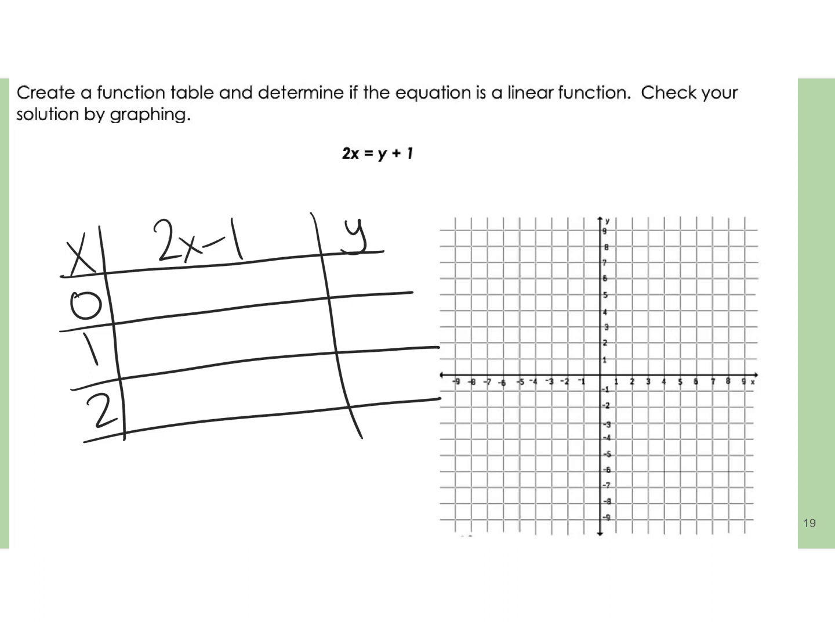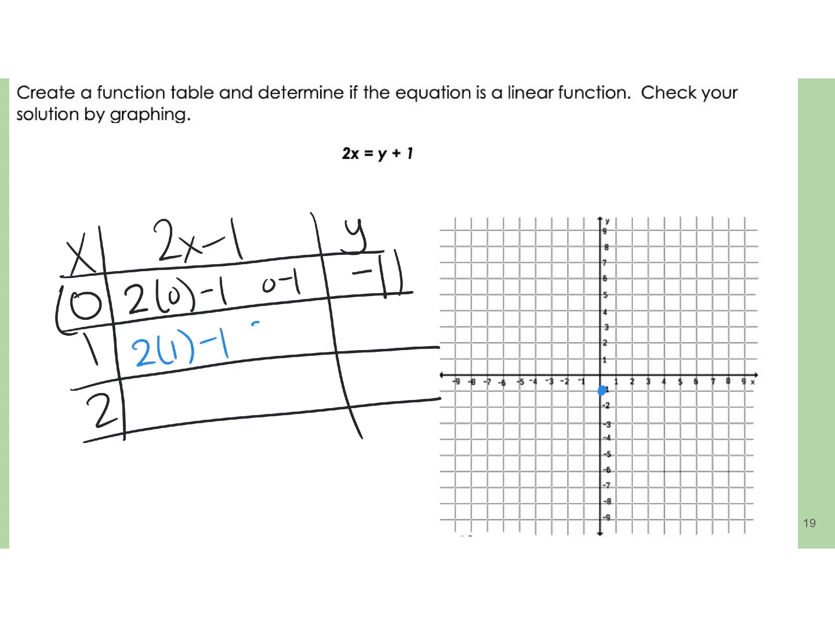All right, let's see if you were able to fill out your table and graph your function. If I plug in a 0, so instead of x I put a 0 right here, that gives me 0 minus 1, which is -1. So my first ordered pair, let me change the color so I can see the graph better, is (0, -1), which is right here.